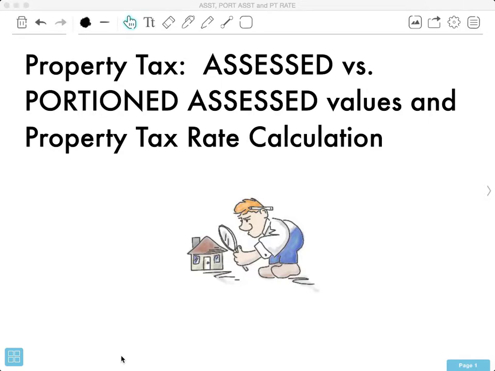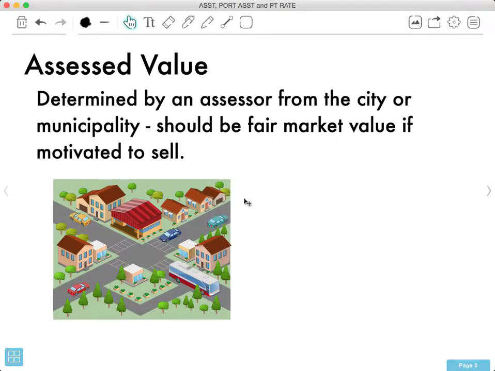This video is intended for students in Essential Math 40S, and we're hoping to shed a little bit of light on the weird process that is the beginning of property tax, what an assessed value is as compared to a portioned assessed value, and how a municipality would calculate what they're going to charge for a property tax rate. We'll start with an assessed value.